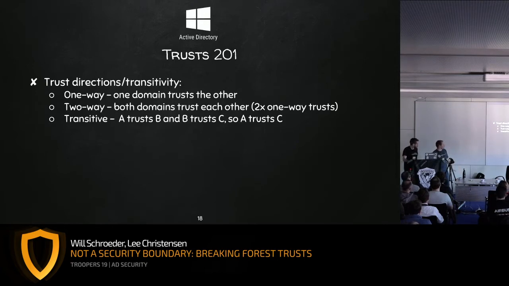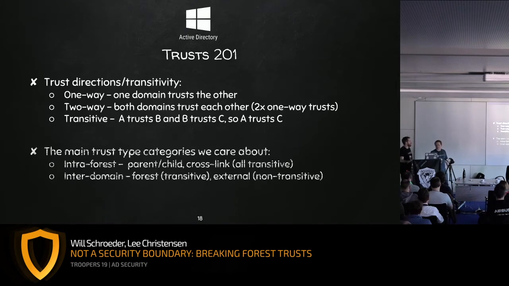Trusts also have a property called transitivity. This is just saying if A trusts B and B trusts C, therefore A implicitly also trusts C. They don't have to be transitive. It can be transitive or non-transitive. So you have the direction and the transitivity.